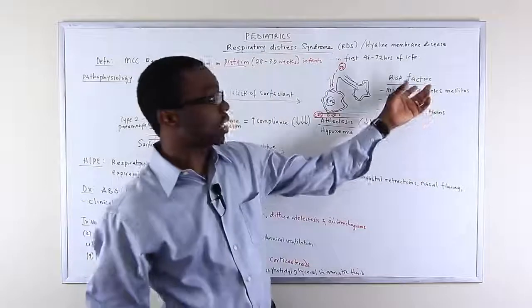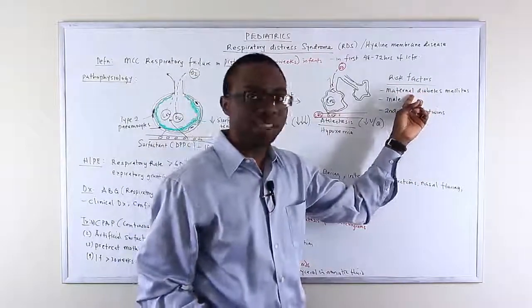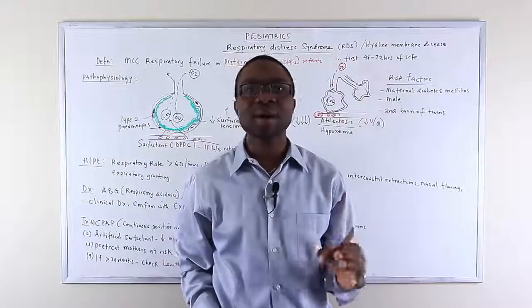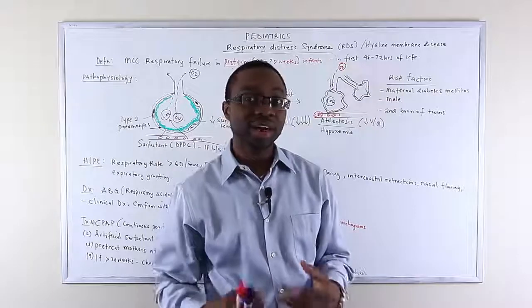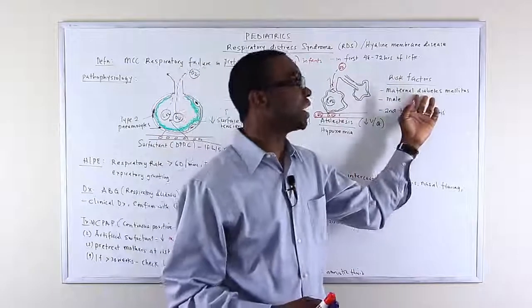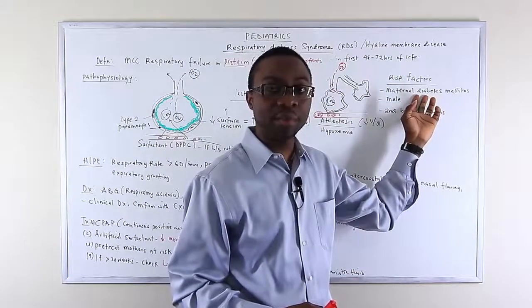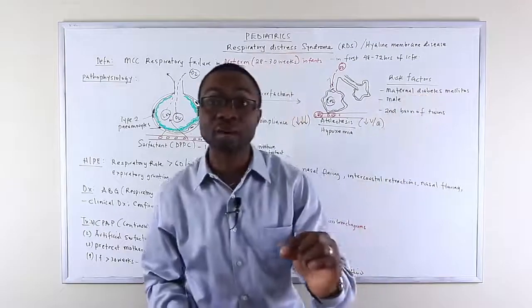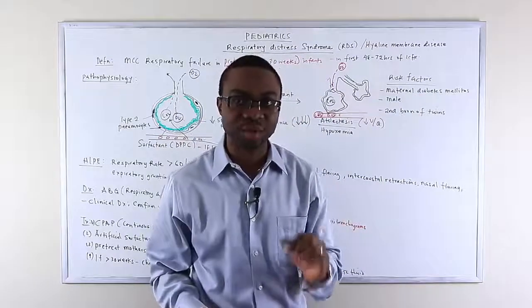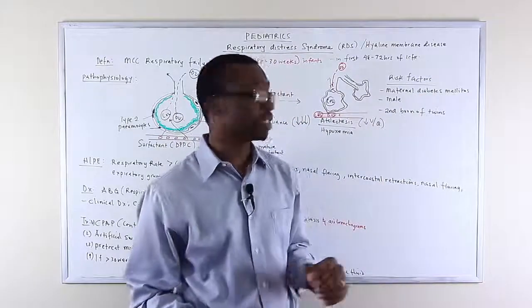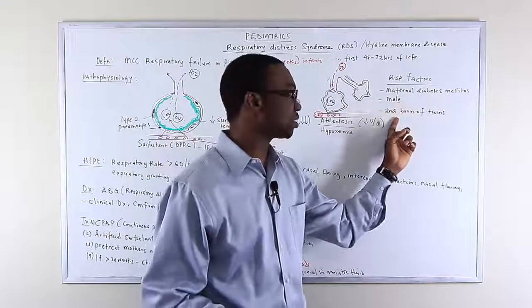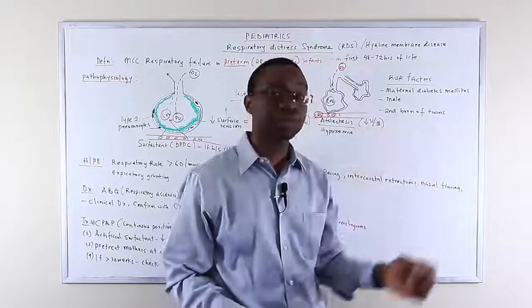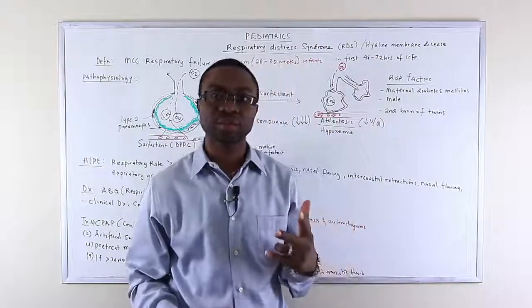So, what are the risk factors? On the boards, they want you to know this. When they talk about a neonate, a 29-week neonate, that was born to a mother who has a history of diabetes, they're giving it away. That is a risk factor for respiratory distress syndrome. It's usually a male, and sometimes there could be a second born of twins. Those are all the three risk factors you need to know for the boards.